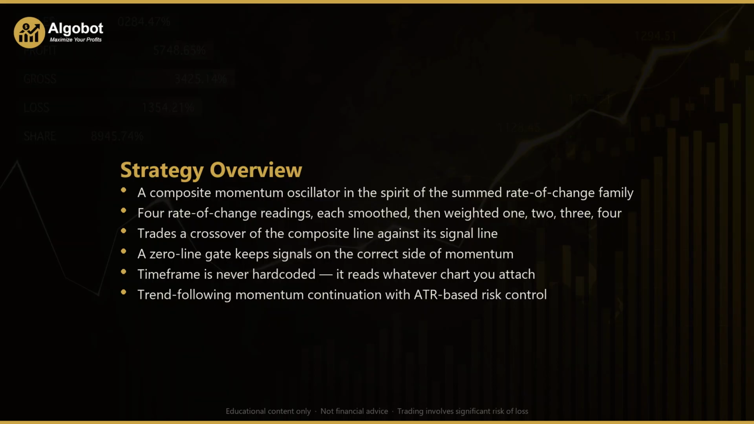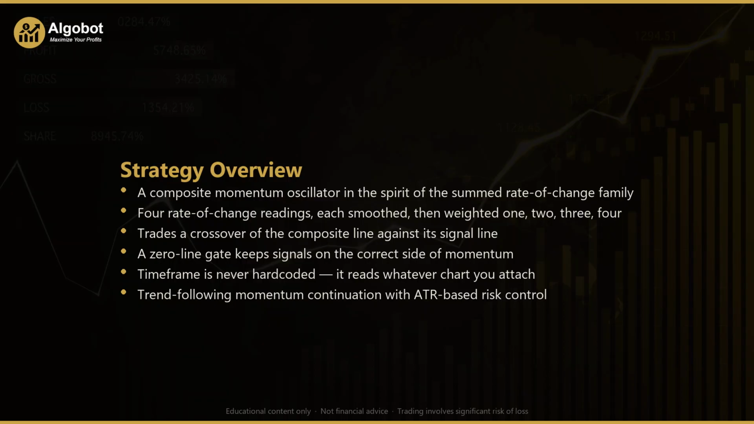So what exactly does this expert advisor do? At its heart sits a composite momentum oscillator inspired by Martin Pring's summed rate of change family of indicators. A single rate of change reading measures how much price has moved over a fixed number of bars, expressed as a percentage. The problem is that one reading is noisy and depends heavily on the lookback you choose. A short lookback whips around with every wiggle, while a long lookback lags far behind.